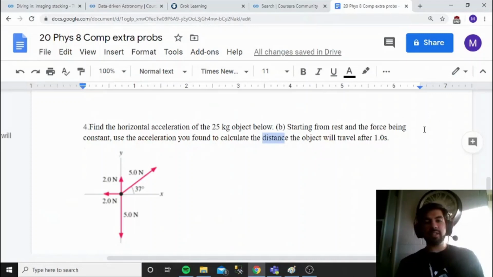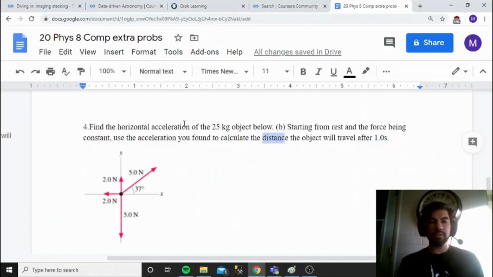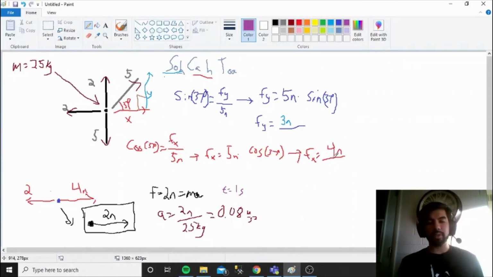And what is the distance the object will travel after 1 second? Man, I am not giving you guys any breaks, am I? So the time, remember the time is 1 second. Okay, now what equation can give me distance with acceleration and time? Okay, is this standing still? Starting at rest. Oh, perfect, man, not too bad.